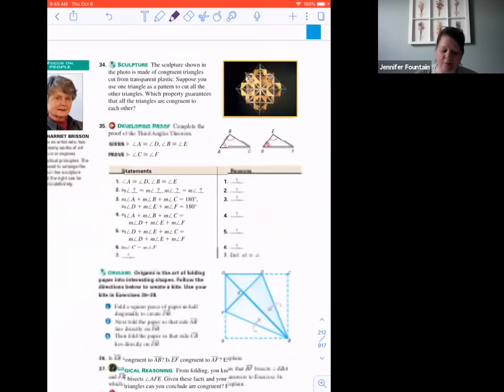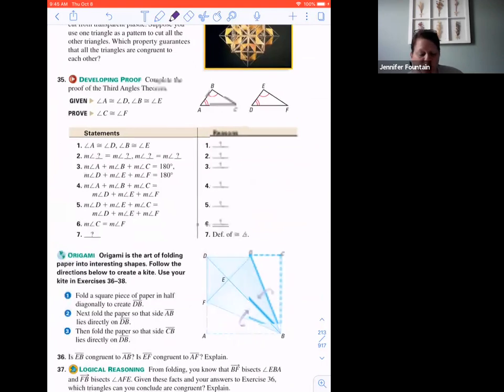Moving on to 35, we've got a proof here, okay? So I want you to look at that and do the best you can trying to identify your reasons on how they got from step 1 to step 2, from 2 to 3, from 3 to 4, okay? So just practice doing that. And they've given you the last reason, and they left the statement blank, so hopefully that should be pretty easy to fill in number 7.